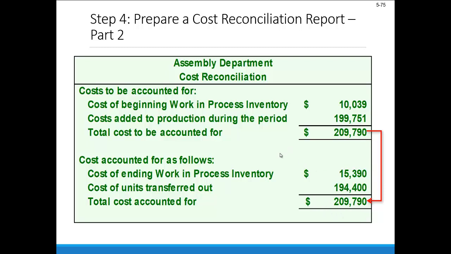So again, just two sources in each case. Where are the dollars or the costs coming from, if you will? They're either already sitting in work in process when this period started, or they were added during the period. And then where did they go? They were either transferred out to another department or to finished goods, or they're still sitting in ending work in process associated with things that aren't finished and aren't ready to sell. And that's really all there is for the cost reconciliation report here.